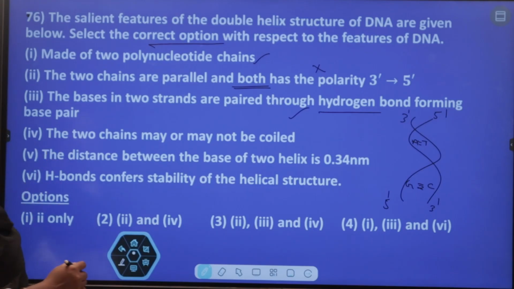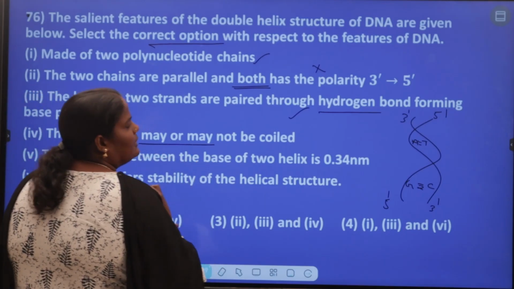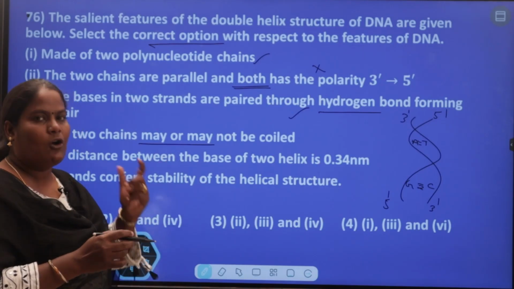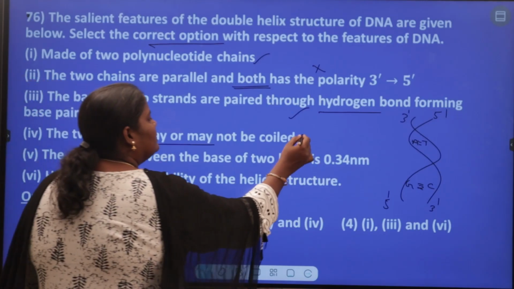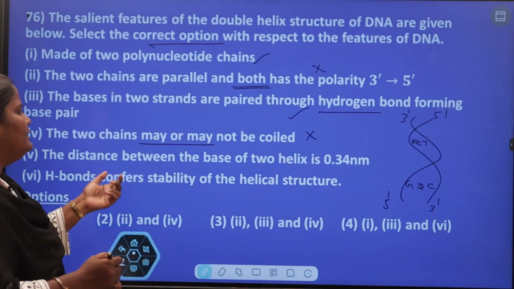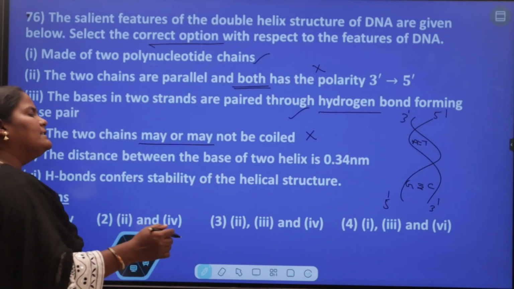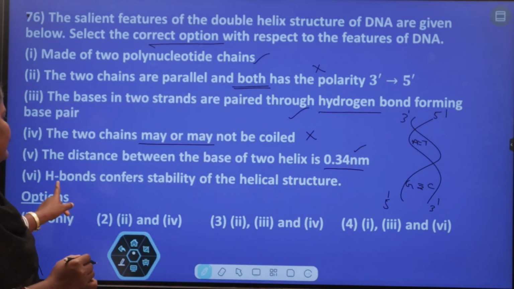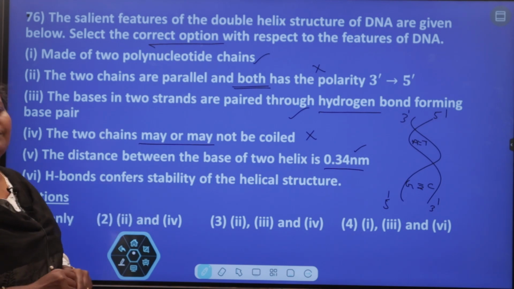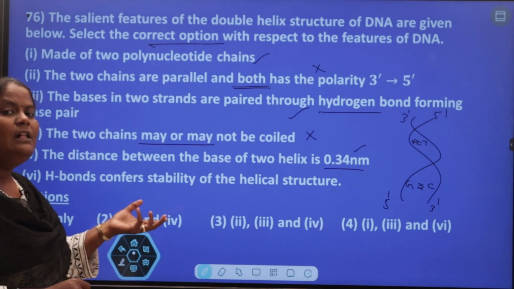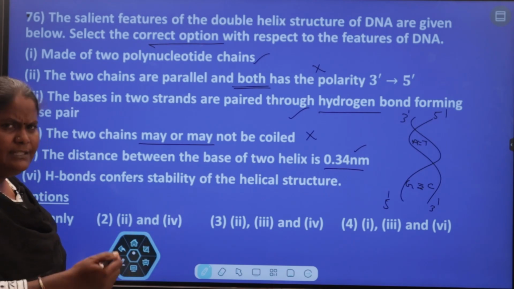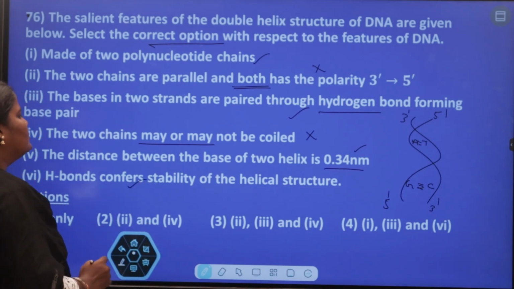Next, the two chains may or may not be coiled. The statement is wrong because the two chains are supposed to be coiled with each other. Next one, the distance between the bases of the two helices is 0.34 nanometer. Next, hydrogen bonds confer stability of the helical structure. Direct textbook question, fifth point of the salient features of Watson and Crick. Yes, the statement is also true.